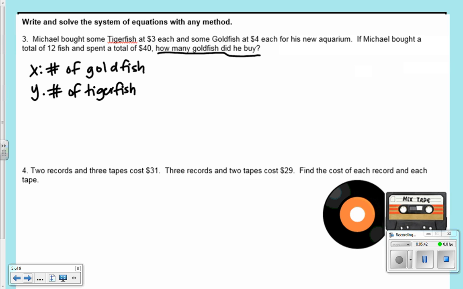He bought tigerfish at $3 each. Well, that's the Y, so 3Y, plus he bought goldfish for 4 each, so 4X. All of that together, I'm talking about prices here. This is a price, this is a price, so that altogether is $40. That's another money term there. Then it says he bought a total of 12 fish. Well, all of the goldfish plus all of the tigerfish is 12 fish. Okay, so I've got my two equations here.